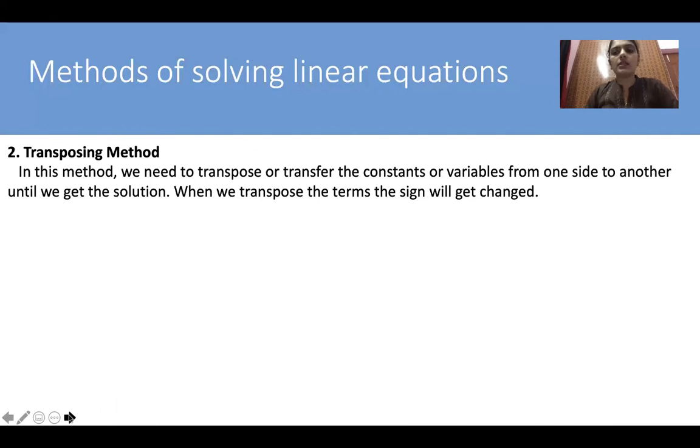Now another method is the transposing method. In this method, we need to transfer the constant and variable from one side to another until we get the solution. For example, first we have to find the solution for 2z plus 10 is equal to 4. Here we want to solve this equation for z. For this, what do we have to do?